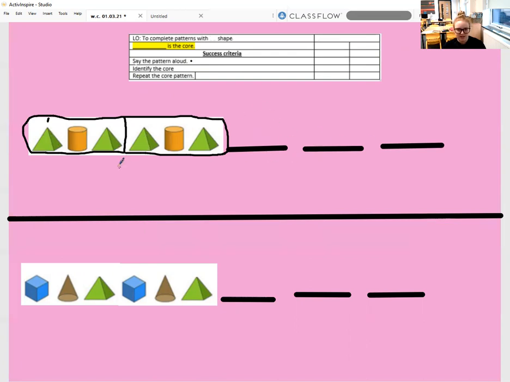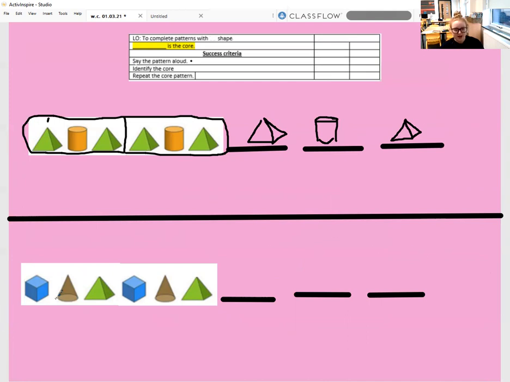I'm going to complete the pattern. So I know it's a pyramid, cylinder, pyramid. Fantastic. I'll let you pause the screen and have a go at this one on your own and come back when you're ready to check it. Off you go, year one.